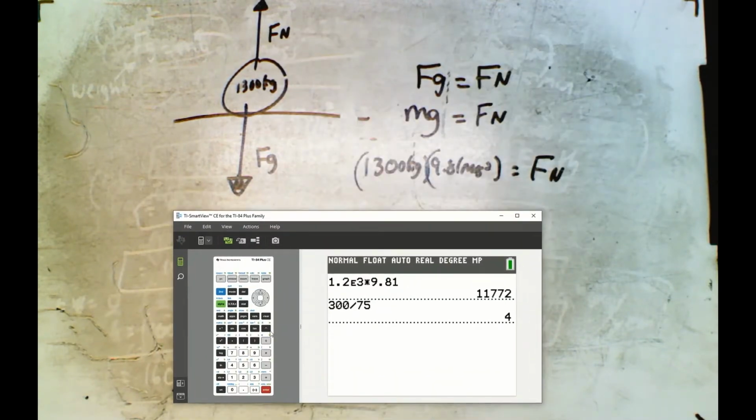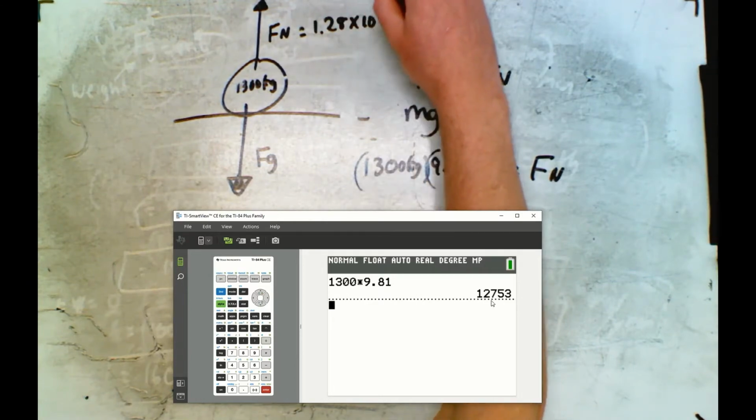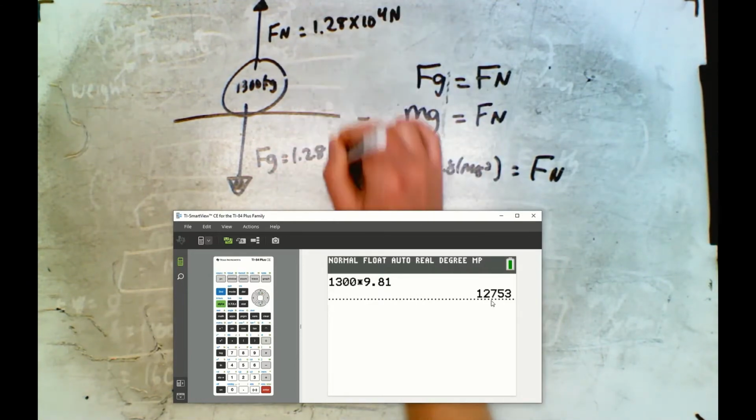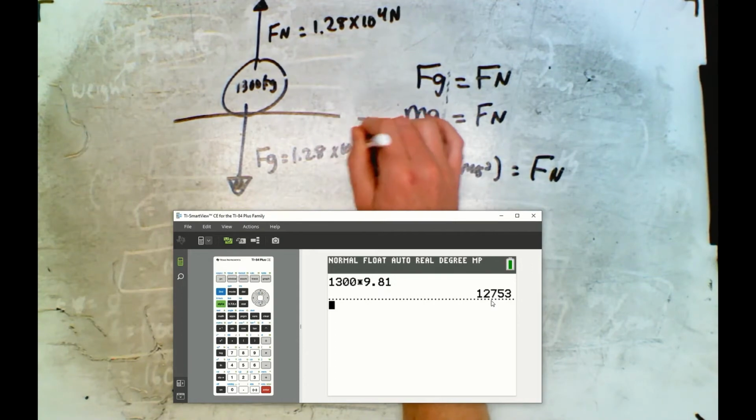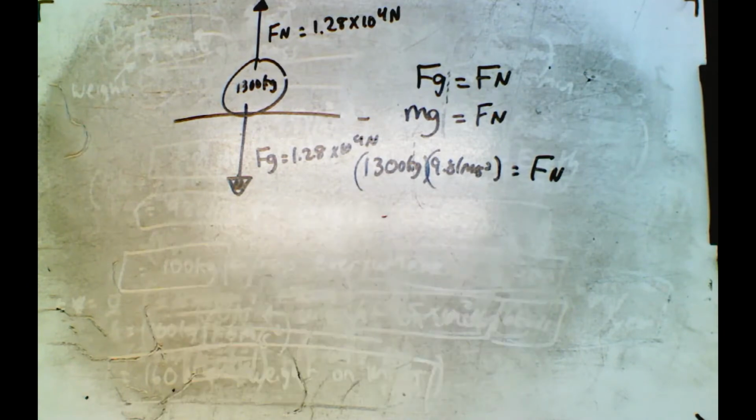and I go 1,300 times 9.81, I end up getting this. So this has 4 sig digs, but as long as we're using this, we have 3 sig digs, so we'd want to answer to 3 sig digs. So my force normal would be 1.28 times 10 to the 4 newtons, and this would also be 1.28 times 10 to the 4 newtons. So both of those would be 1.28 times 10 to the 4 newtons, and that's how you'd solve that question.